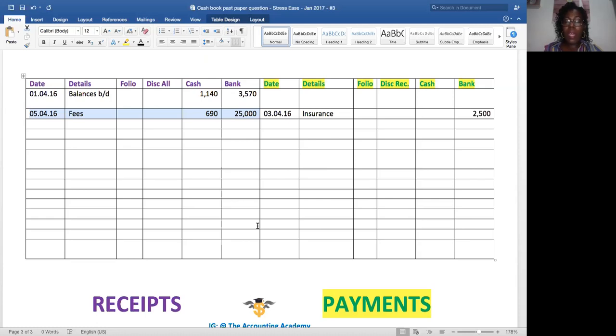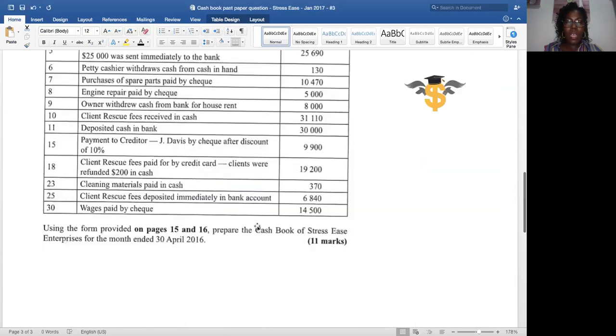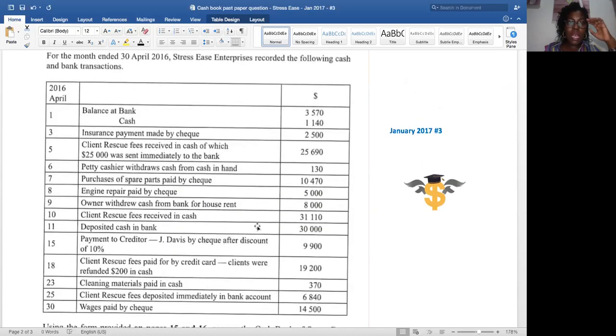Or is the money coming out of my cash account? Or is the money coming out of my bank account? Those are very, very important questions. And if students slow down and take the time to answer those questions, they're going to understand the cash flow better. On the 6th of April, the petty cashier withdraws cash from cash in hand.